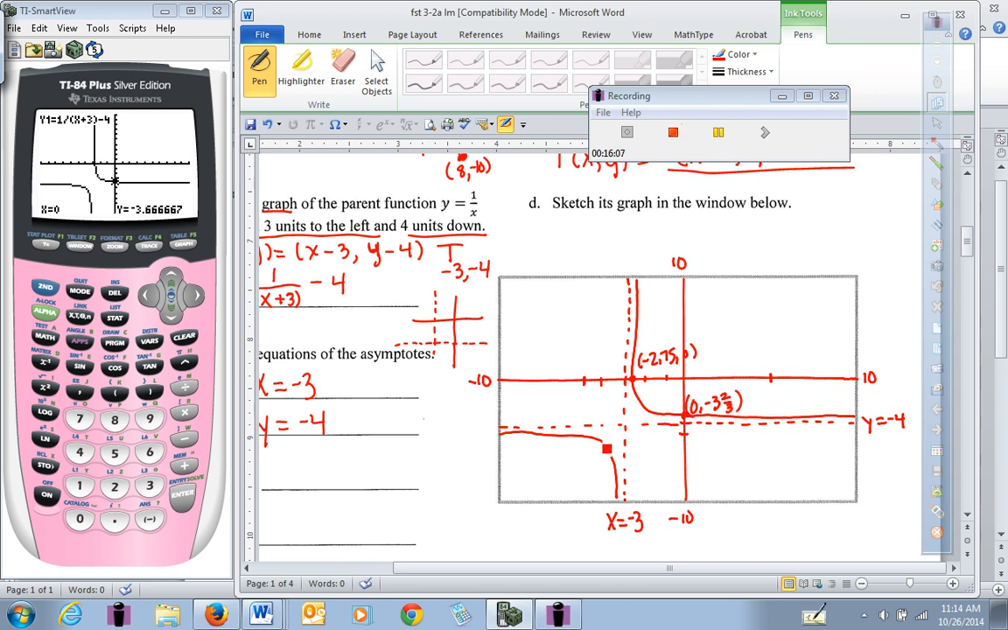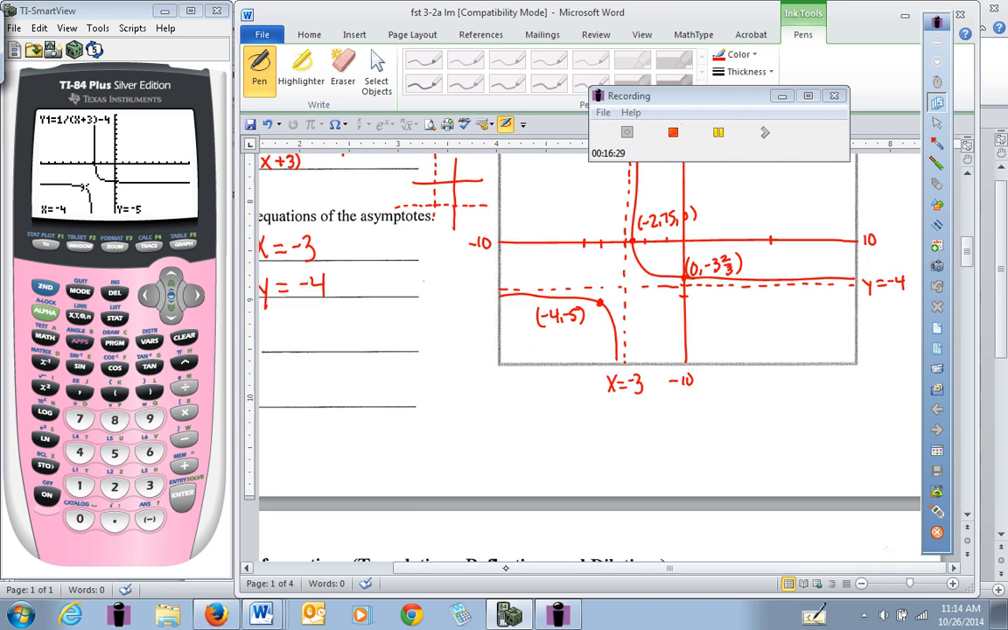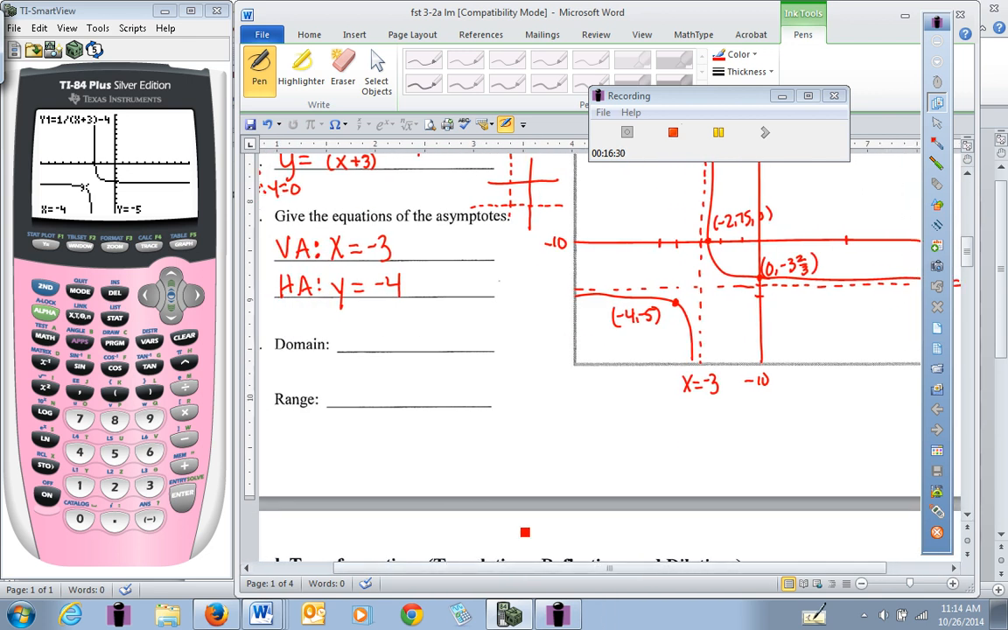Okay, I better graph one more point on this other branch. Something to the left of negative 3, I'll just pick negative 4, and we're at negative 4, negative 5. So we get a nice comprehensive graph right here. Okay, now that we've got that figured out, let's go over here and write down what our domain and range was. In the domain, we're going to skip negative 3, because that's a vertical asymptote. It's a terrible looking infinity symbol. And then in the range, we're going to skip negative 4.